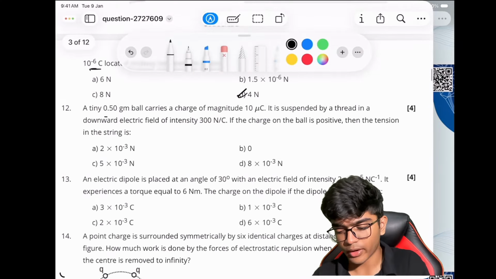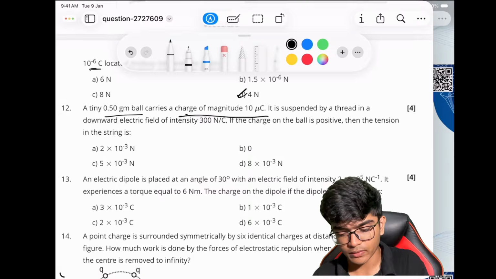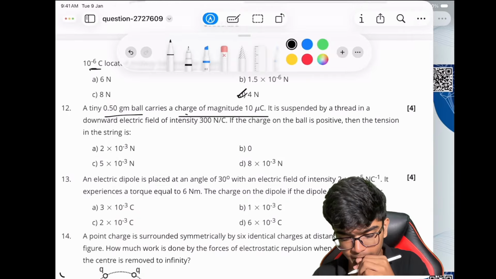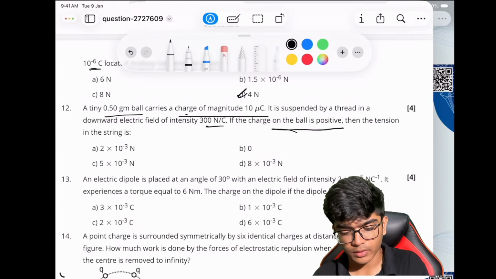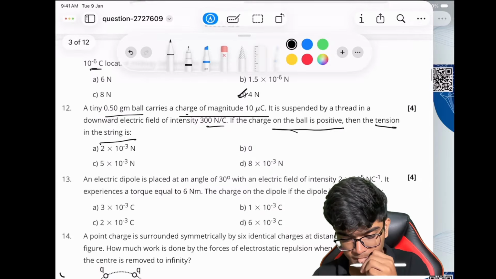A tiny 0.5 gram ball has charge magnitude is given. It's suspended in a thread. The downward electric force is given. Charge on the ball is positive, then the tension on the string is very simple. Okay.